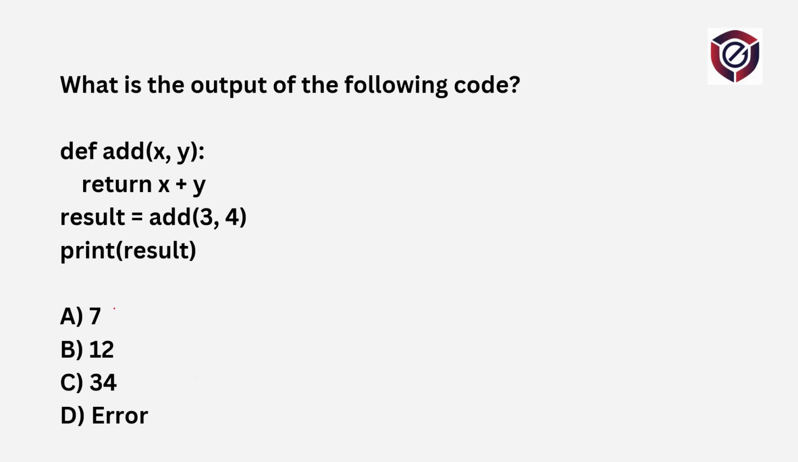And we are calling the add function with the numbers 3, 4. Means 3 will be given as x and 4 will be given as y. And the function will return 3 plus 4, which is nothing but 7. That will be returned and stored here. So result will be 7.